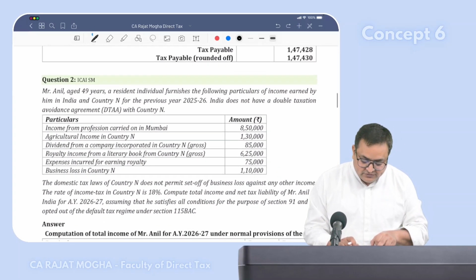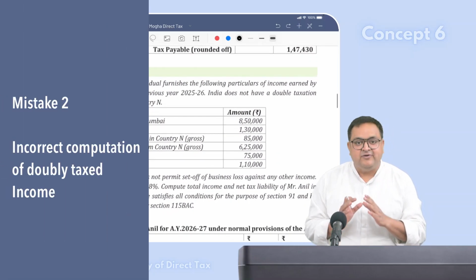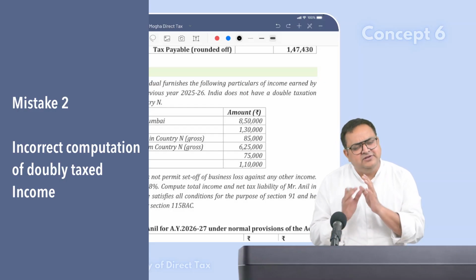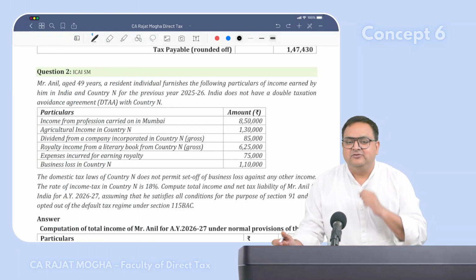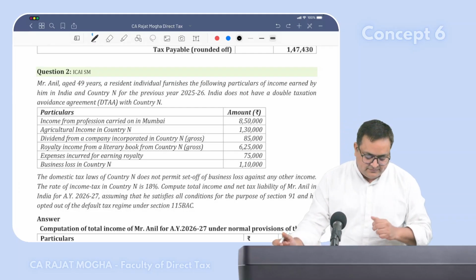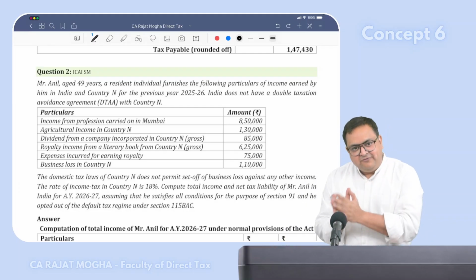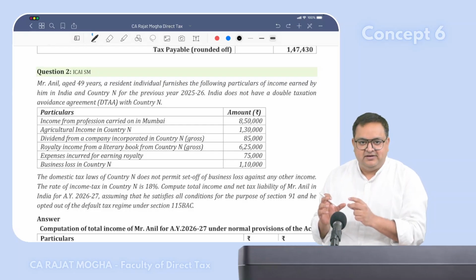The second mistake most students make is while calculating their doubly taxed income, which is very common. I have seen it in many students. They make this mistake in the calculation of doubly taxed income. You understand that the relief would be there only on the doubly taxed income, correct?